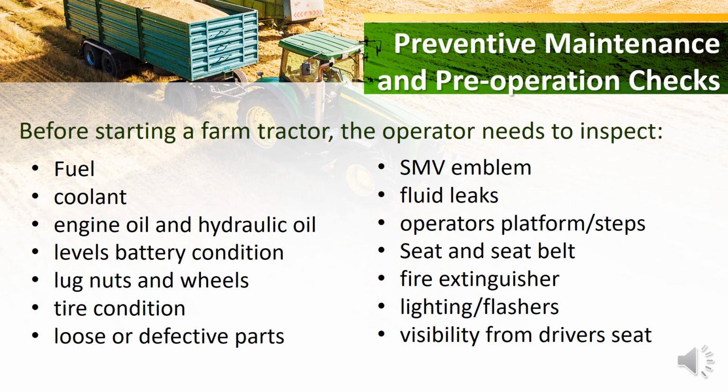So what do you do before you operate a tractor? There's a few things that you should inspect: the fuel, the coolant, the engine oil, the hydraulic oil, the battery. Make sure all the lug nuts and wheels are in good condition, your tires are in good condition, there are no loose parts. You have your slow moving vehicle emblem on the back. You don't see any leaking fluid, that you can get in and out, that the operator's platform and stairs are clear, that your seat and your seatbelt are working well, there's a fire extinguisher in your tractor, that all the lights and flashers are working, and that you can see from the driver's seat.